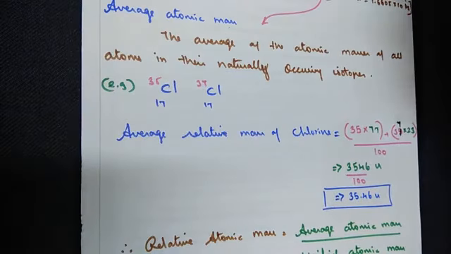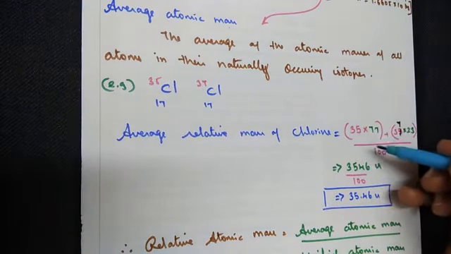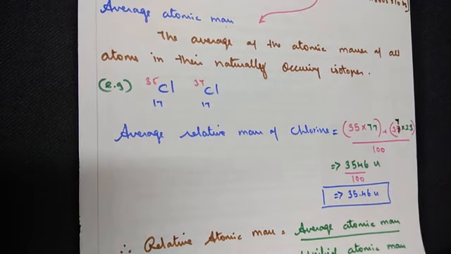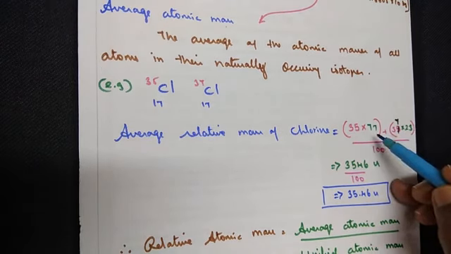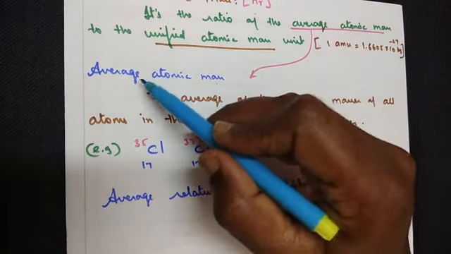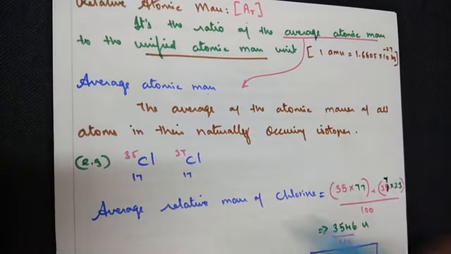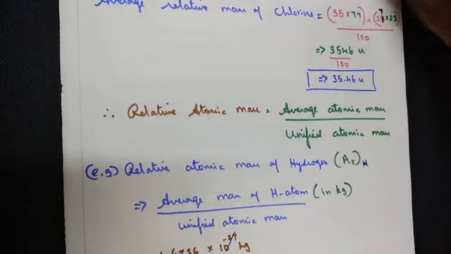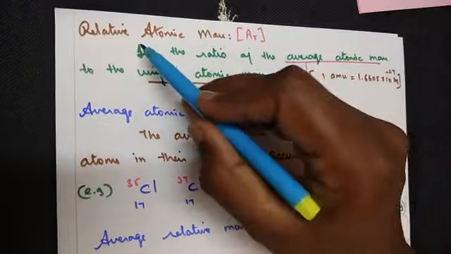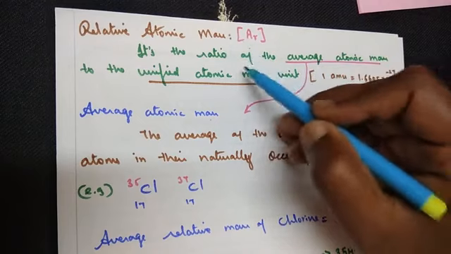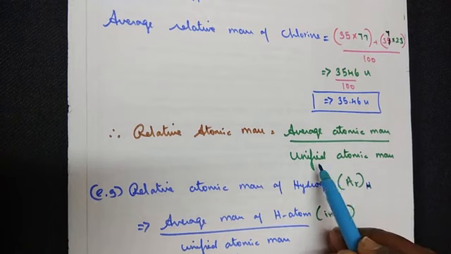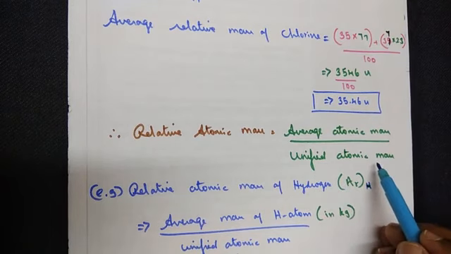Okay, this is how we calculate. Do not worry, we have plenty of numericals involving such calculations. You will be getting thorough with that. Right now, I'm only explaining the meaning of average atomic mass and relative atomic mass of a particular atom. So finally, you can say that relative atomic mass in terms of formula is the average atomic mass divided by the unified atomic mass unit.